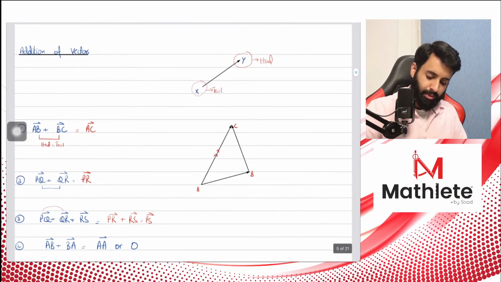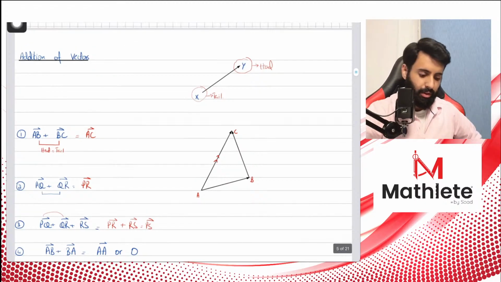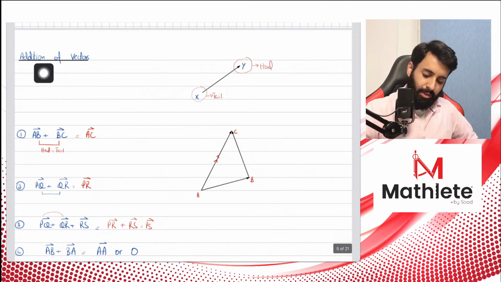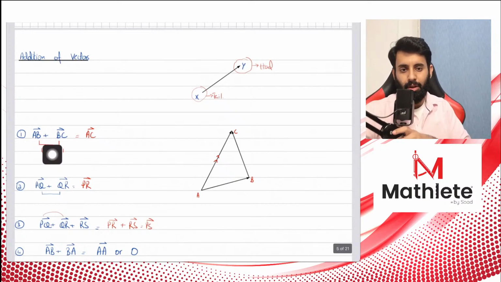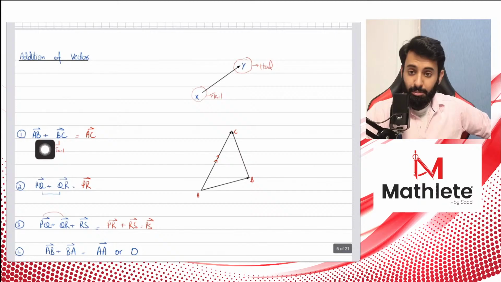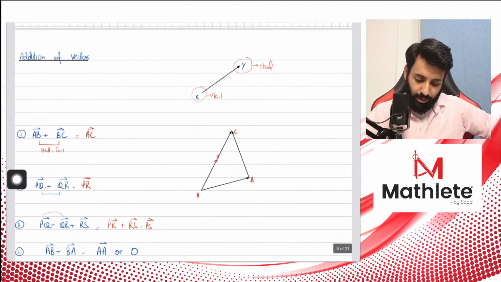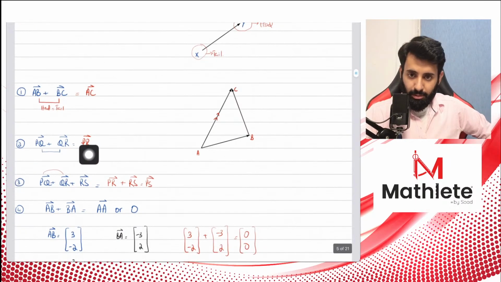One of them is addition of vectors, as you can see over here. Whenever you have to add two vectors, you make sure that you're following the head to tail rule, which means that the head of one vector, like B in this case, is the same as the tail of the other vector. Only then can you add the two vectors. So AB plus BC equals AC, and PQ plus QR equals PR.